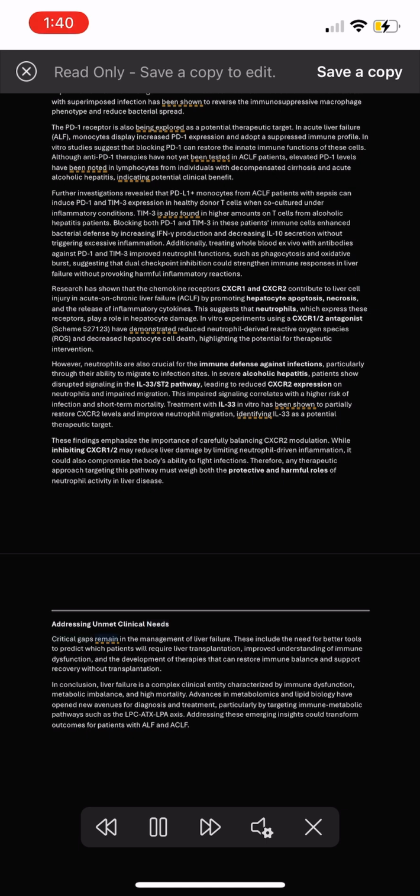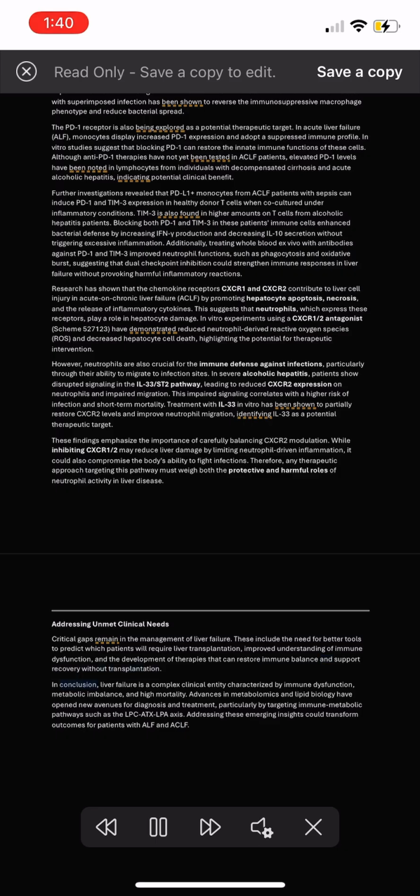Critical gaps remain in the management of liver failure. These include the need for better tools to predict which patients will require liver transplantation, improved understanding of immune dysfunction, and the development of therapies that can restore immune balance and support recovery without transplantation.